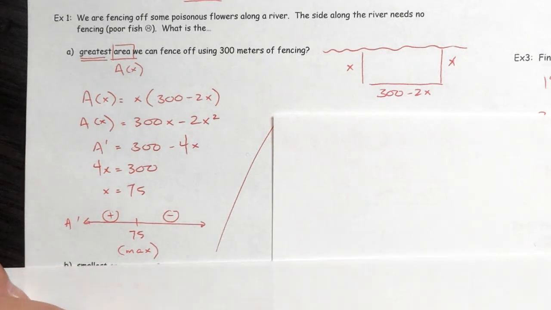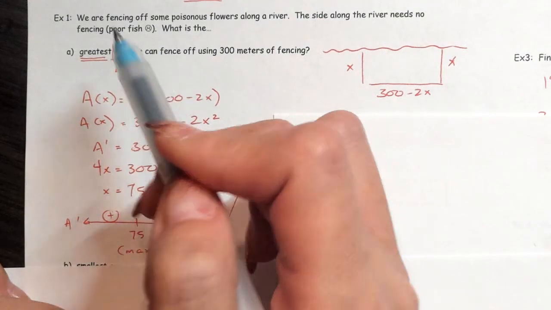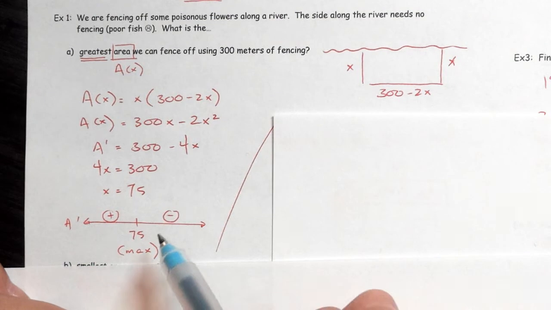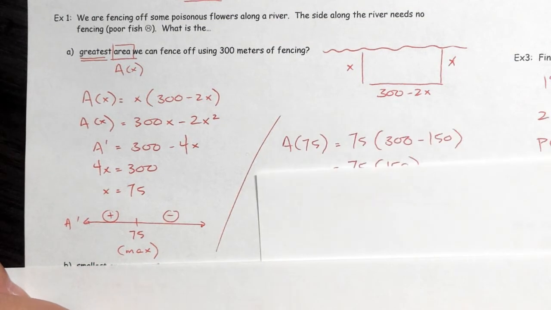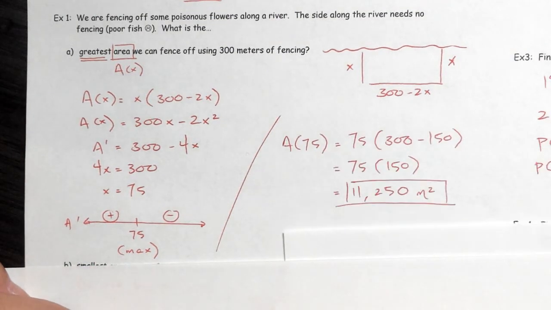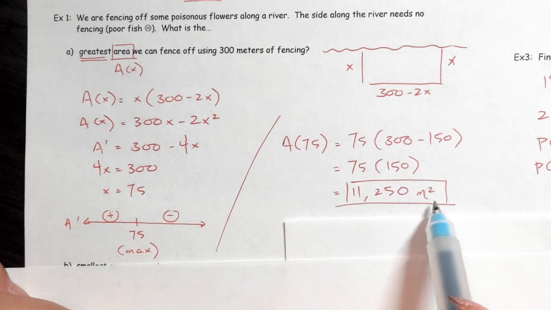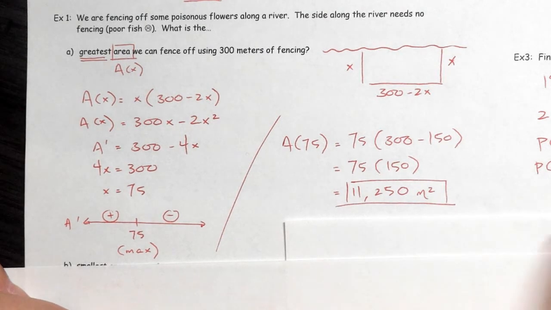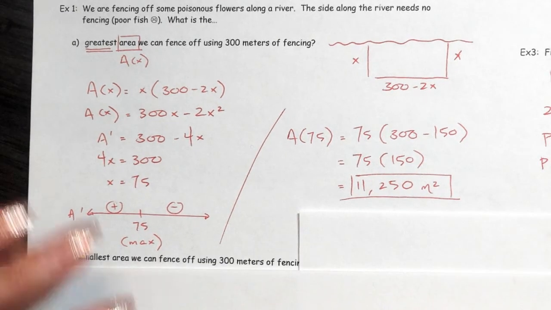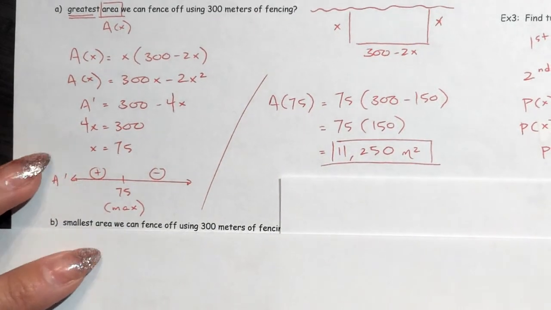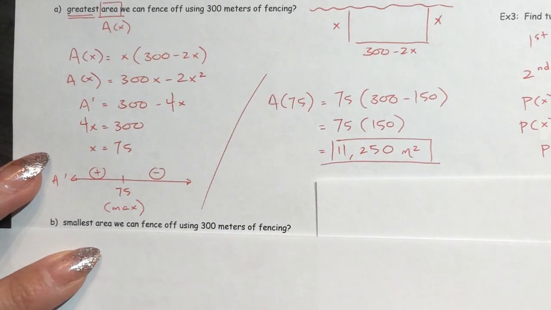Am I done? It says greatest area. What is the greatest area? No, I'm not done. So I need to finish that off and get my area. And then remember that all of these problems probably have words, so then you have some sort of label. Okay, so the second part of that question is, what is the smallest area of fencing you can use?